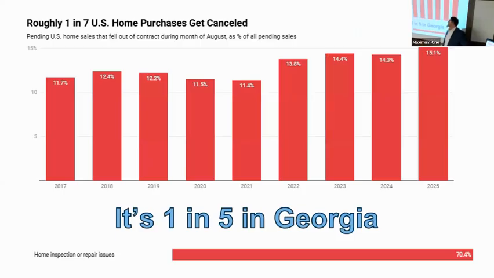Deals are dying, right? In the US, 1 out of 7 properties that go under contract cancel. In Georgia, it's 1 out of 5, 20%. Well, for the seller that still thinks like back in the pandemic, I can just put my house on the market without any repairs and it should sell, that is no longer the case.